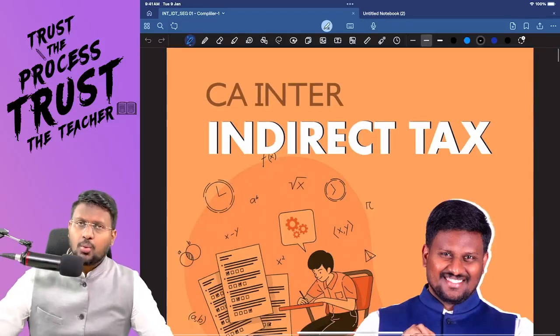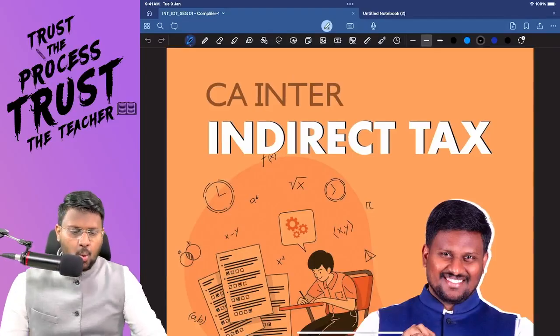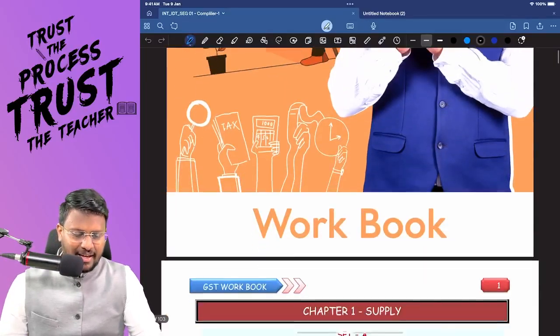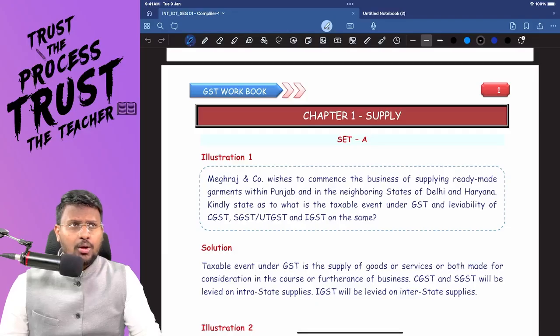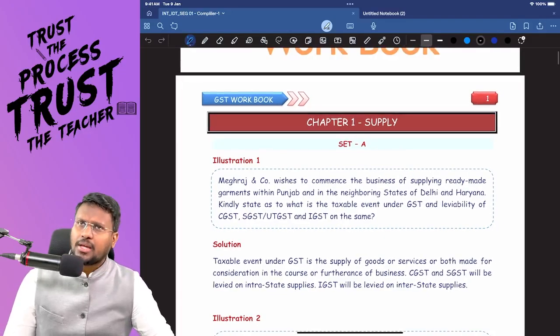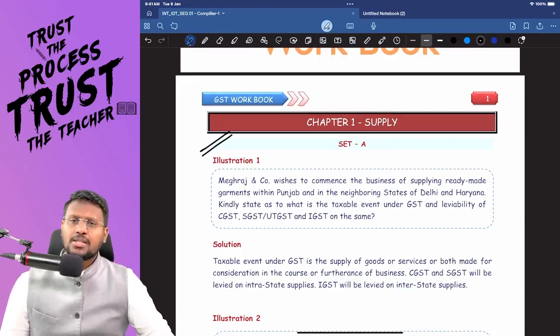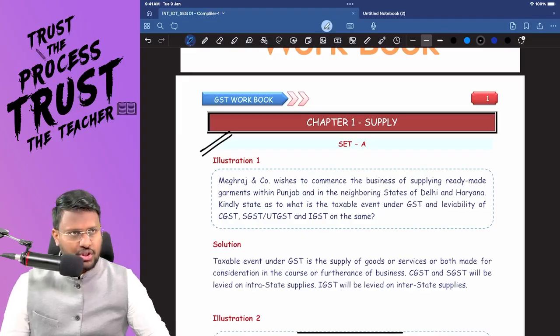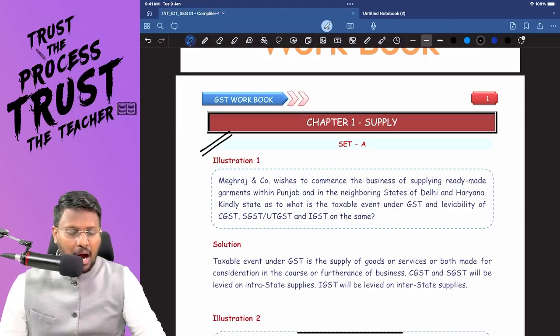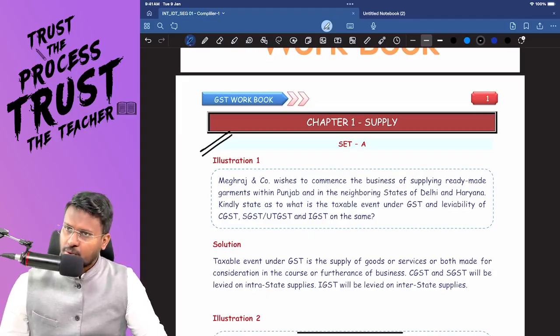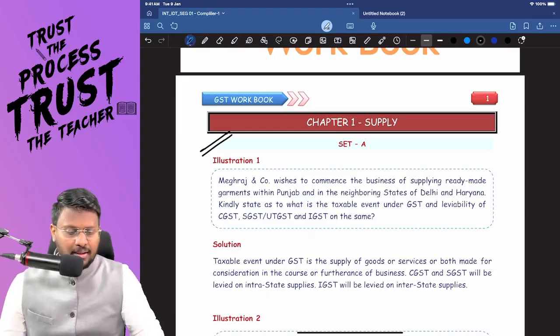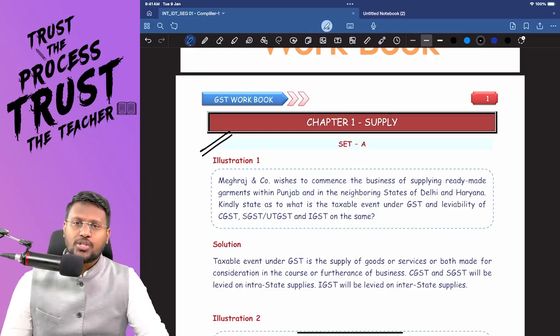Sir, in this slot, we are going to start the workbook of CA Inter IDT. In this workbook, my dear lovable students, we have classified every chapter into three categories: set A, which comprises ICAI study material questions; set N, RTP and MTP; and set M, past examination questions. So in this slot, we will try to complete the ICAI study material questions of supply.